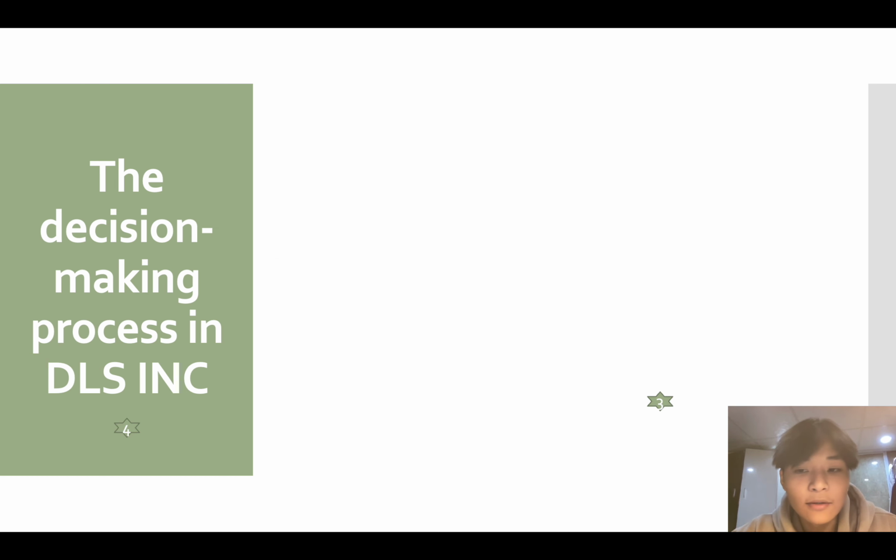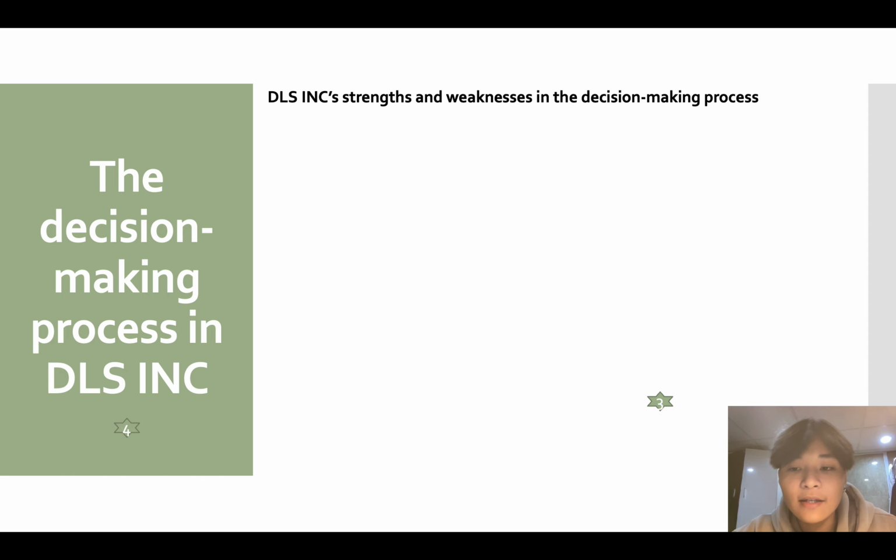Now let's take a closer look at the decision-making process in WS Incorporation. First, we will evaluate their strengths and weaknesses in the decision-making process. First, let's talk about the strengths. The very first strength of WS Incorporation is that every person in the HR team is involved in every aspect of the decision-making process.